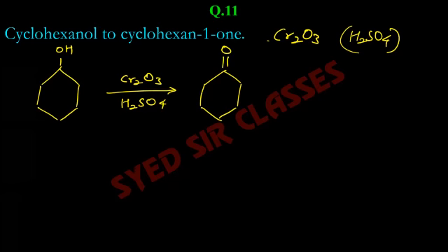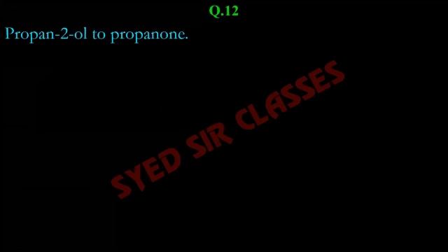Remember, you have to memorize all these conversions. Write these conversions again and again. Now, propan-2-ol to propanone, again the similar thing. You can use CrO3 with H2SO4, or in such cases you can use potassium dichromate also. That is also an oxidizing agent which is normally used to convert secondary alcohols to ketones.